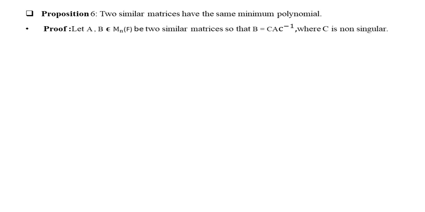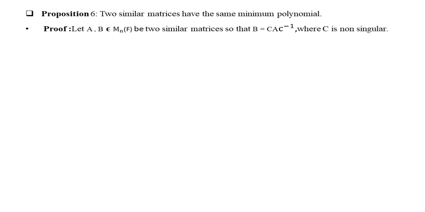Students, here we have a proposition to prove. That is, two similar matrices have the same minimum polynomial. Proof. Let A, B belong to Mn of F be two similar matrices so that by definition B equal to CAC inverse, where C is non-singular.